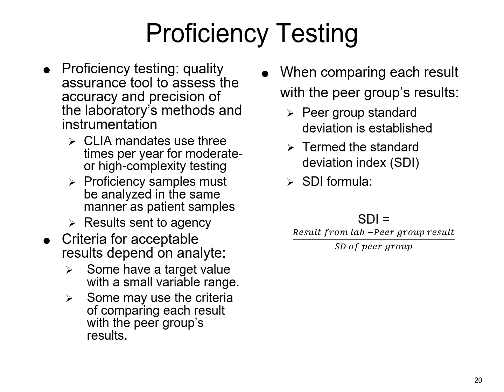So proficiency testing is actually another additional tool for quality assurance. And so what this does is actually assess the accuracy and precision of a laboratory's method and their instruments. And so CLIA mandates that at least 3 times per year for any moderate or high complexity laboratory or test method that you actually do some sort of proficiency testing.